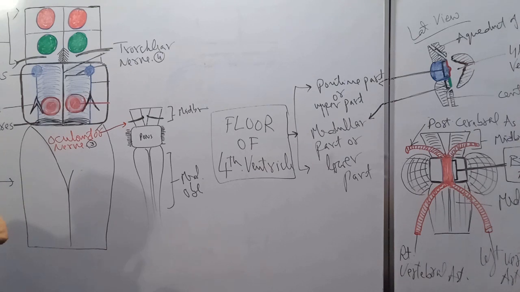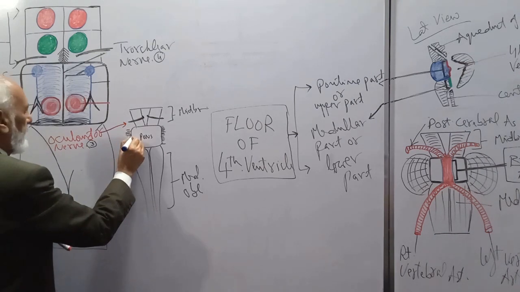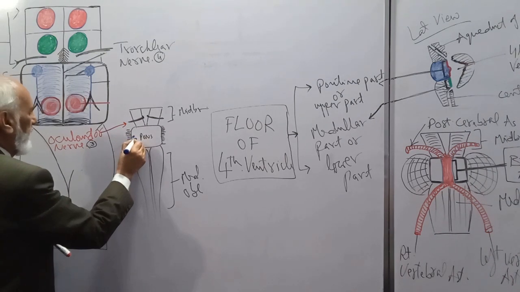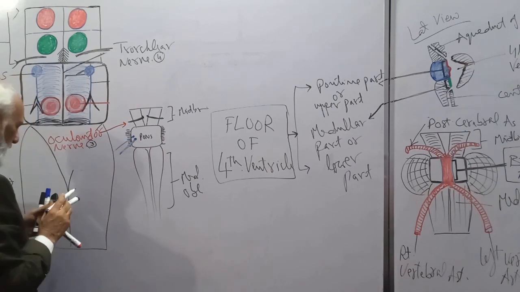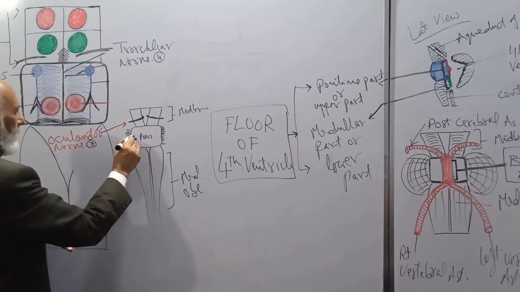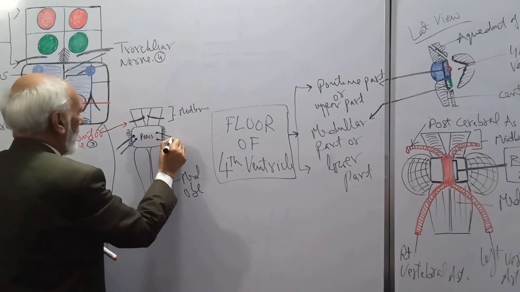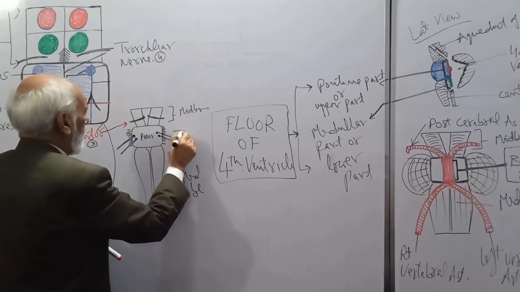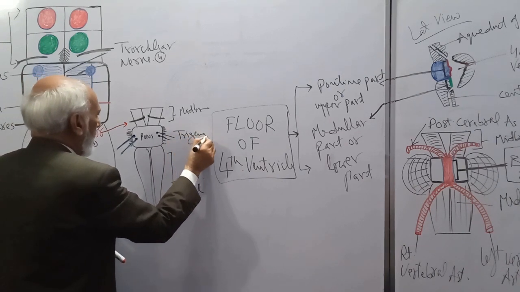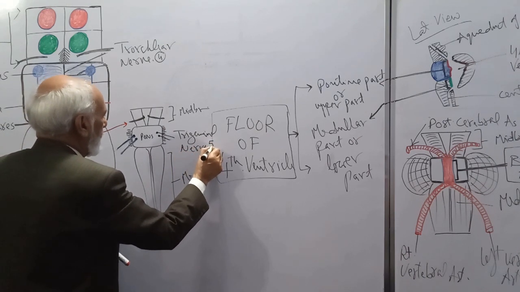Then from the ventral surface of the pons, close to the middle cerebral peduncle, the fifth cranial nerve arises by two roots, sensory root and motor root, on each side. Trigeminal nerve, which is the fifth cranial nerve.